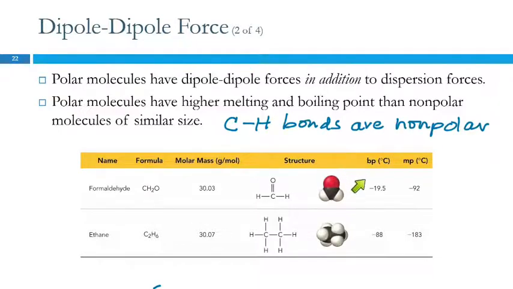So what we see is a big difference in boiling point and melting point. The formaldehyde, which is polar, has higher boiling and melting points than the ethane. Ethane boils at minus 88. Formaldehyde boils at minus 19. So this is higher. Melting point minus 183 versus minus 92.